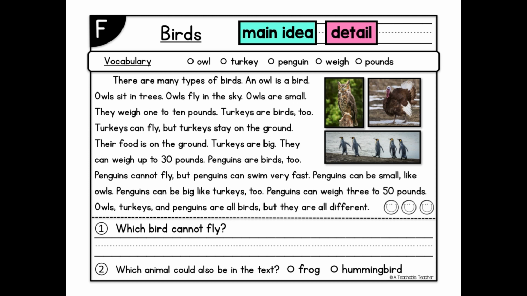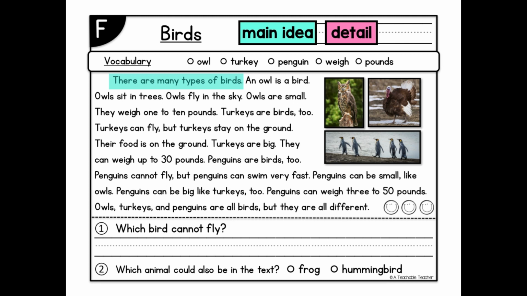So I'm just going to think about what I've just read and think, does it make sense that this could be the main idea? So if I look at this text, I do see some different kinds of birds. So it really makes sense. And I think that I am going to identify this as my main idea. So, if my main idea is there are many types of birds, how can I tell what the details are? Well, I can read the sentences and see, do they help me to understand my main idea that there are many types of birds? So let's keep reading here.